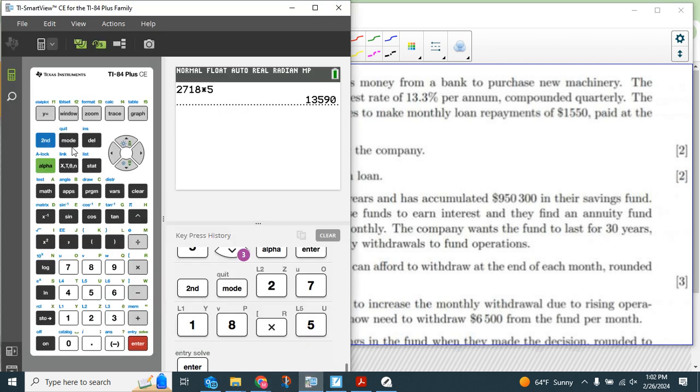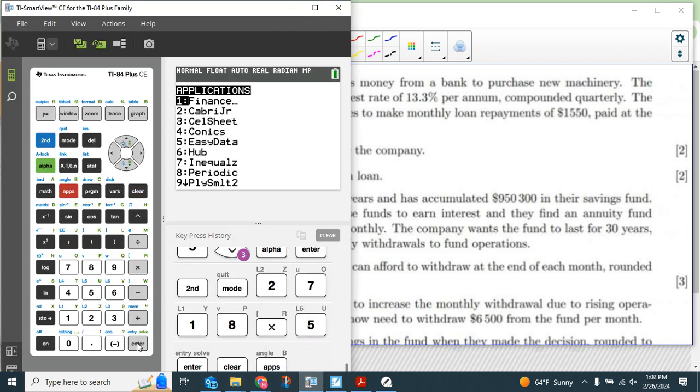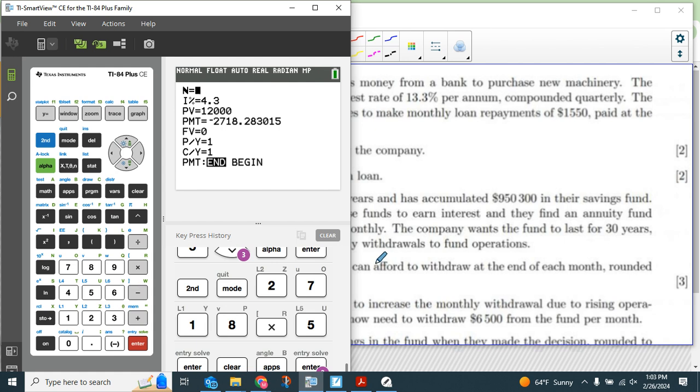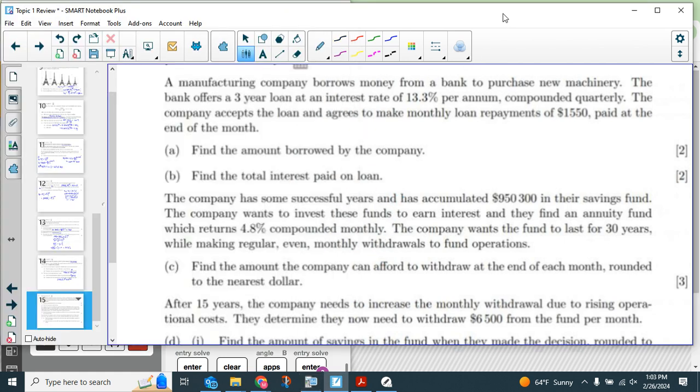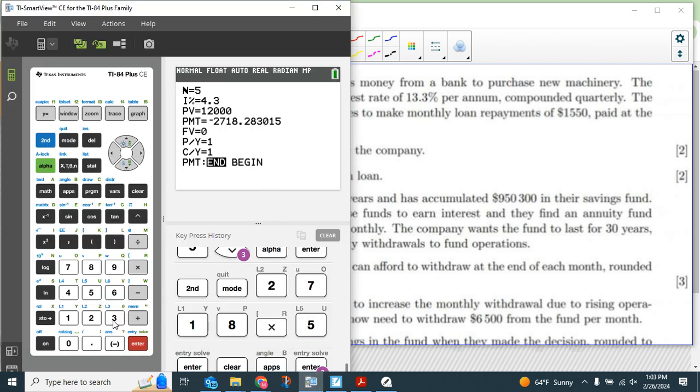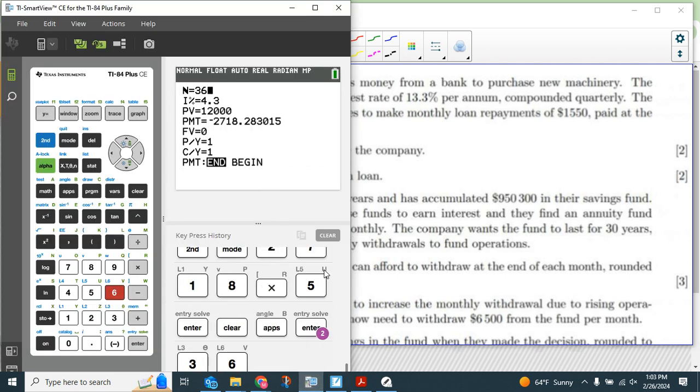All right. So we're going back to our TVM solver. Now, we're doing a 3-year loan, and the company is making monthly payments. So if you make monthly payments for 3 years, how many total payments do you make? 12 times 3, which is 36. And you can type that in either way. You can just type in 36, or if you do 12 times 3 and hit enter, it will automatically do that for you.